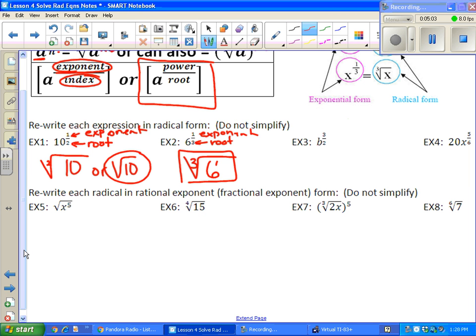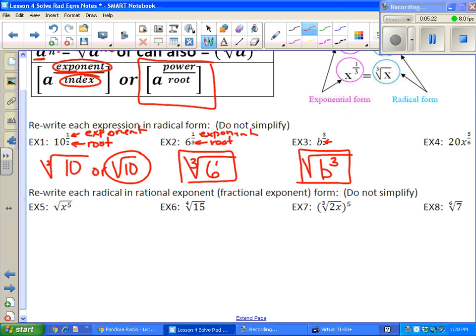Next one, b to the 3/2 power. Again, the root I'm taking is square root, so it's just square root. b is the thing that goes inside, and the exponent on the b should be a 3. That's the square root of b to the 3rd.